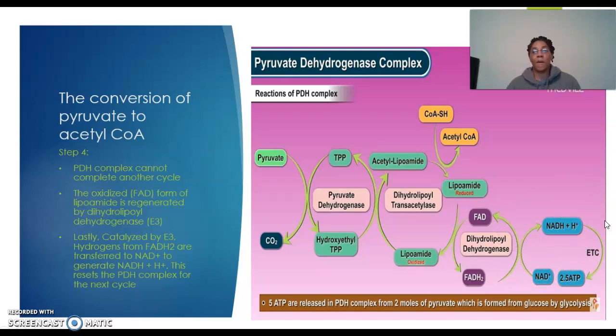So that's pretty much the gist. You go from pyruvate, which is carboxylated. It has oxidation, then it forms the acetyl-CoA. Then the transfer of electrons makes it able to start a new cycle, which is catalyzed by the three enzymes E1, E2, E3, which have their coenzymes FAD, NAD, lipoic acid, and TPP.